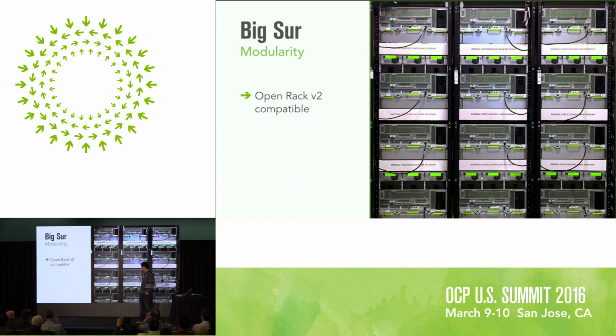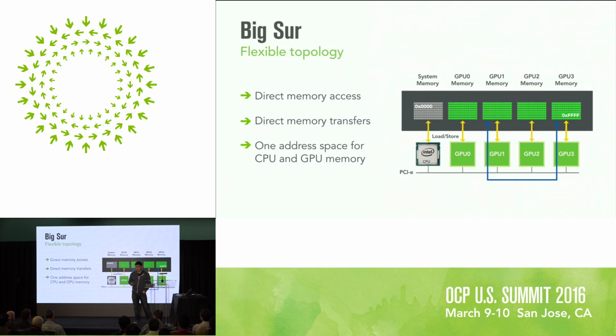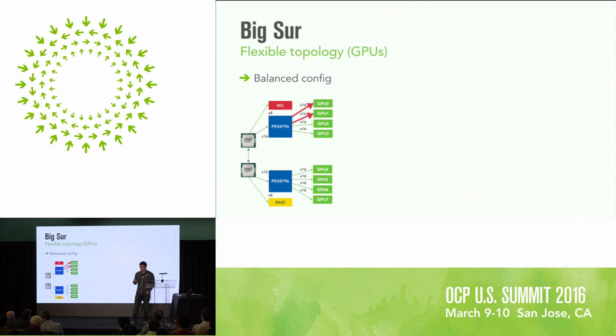They are OpenRack compatible. This is an actual picture of 3 racks of Big Sur systems in our data center. In the Facebook data centers themselves, we have limitations in power, so we populate around 4 Big Surs per rack. It is flexible in topology. We're able to utilize GPUDirect from NVIDIA for direct memory access and direct memory transfers across all GPUs. There are different types of topologies, and I'll go through them really quickly.